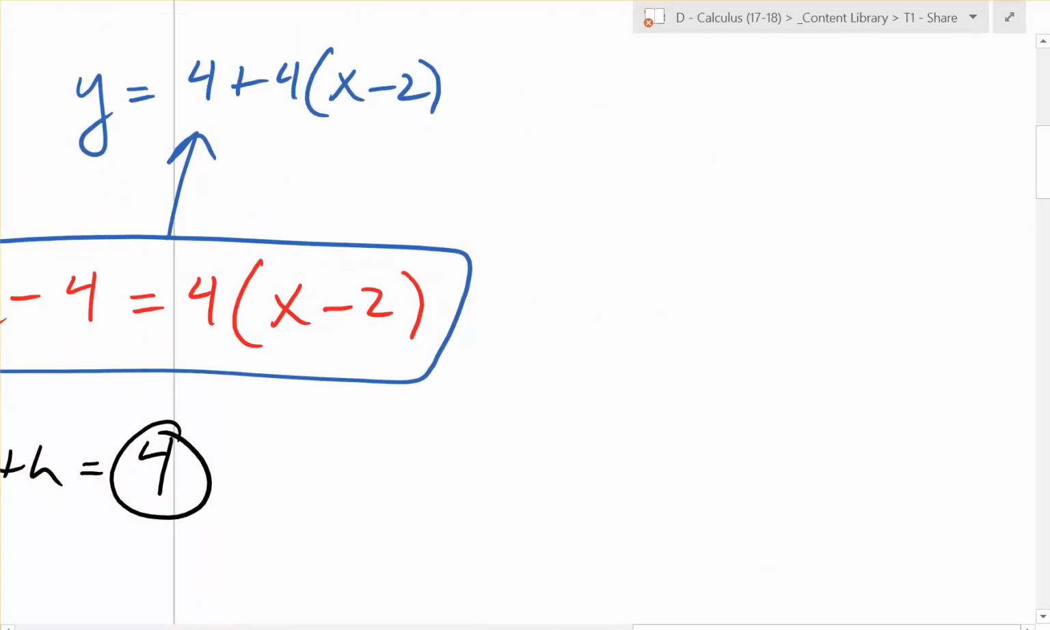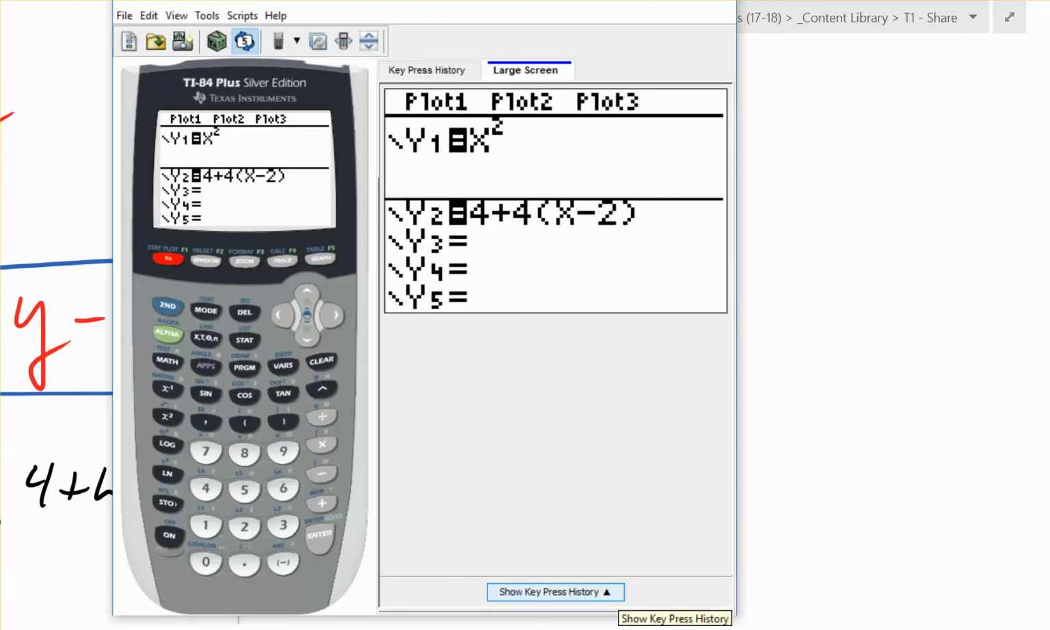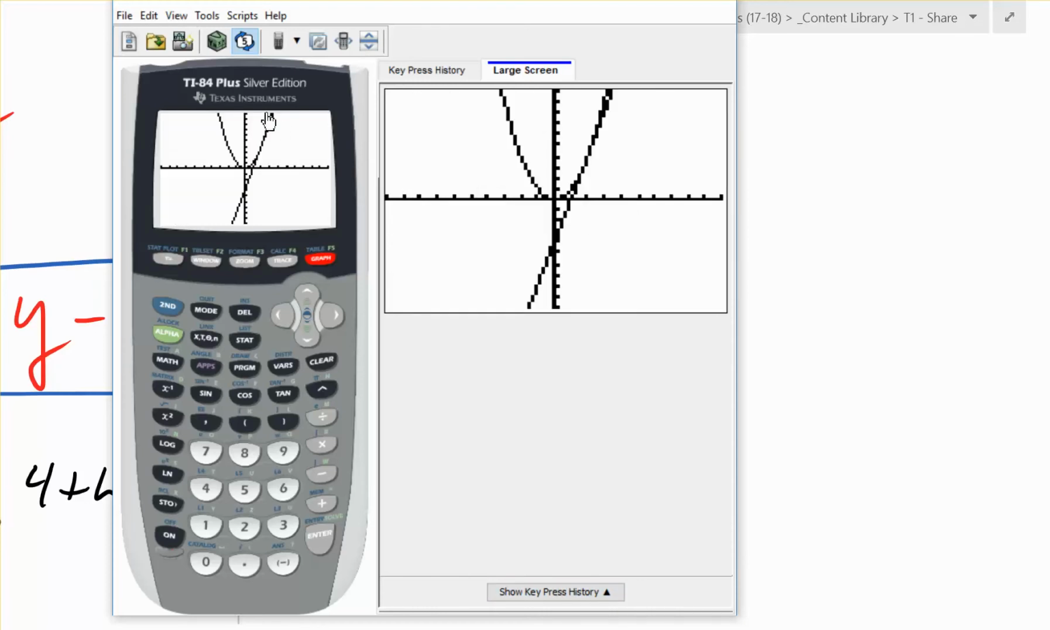Now, when we use our calculator, we start out by entering both functions into our calculator. And Zoom Standard is a really good place to start. We end up with a graph that looks like this. We kind of want to see more of what's going on over there. It does look like it's touching right there. So let's go ahead and change our window.